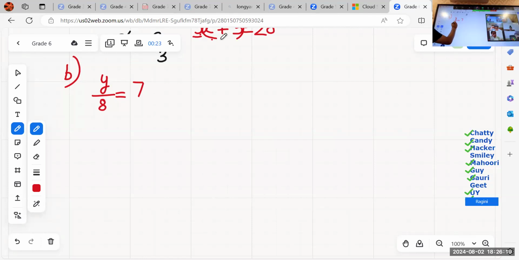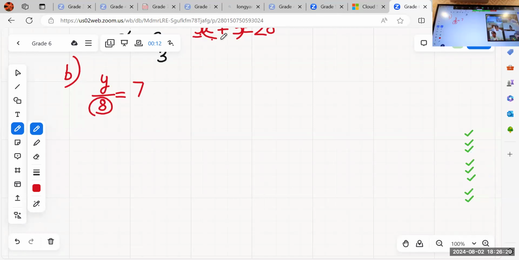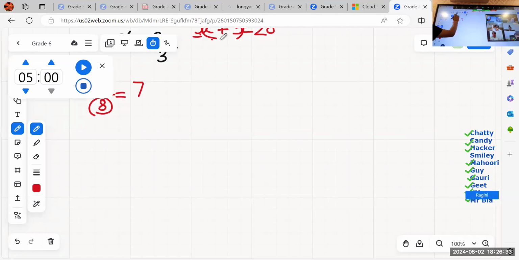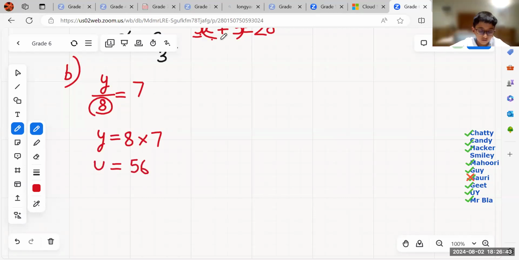So, beta, y is in division. Do you understand this? Yes, sir. 8 is in division on the left side. So 8 will go to the right side, and what will it become? 7 into 8. So y will be equal to 8 times 7 or 7 times 8, which is equal to 56. I brought y down also.